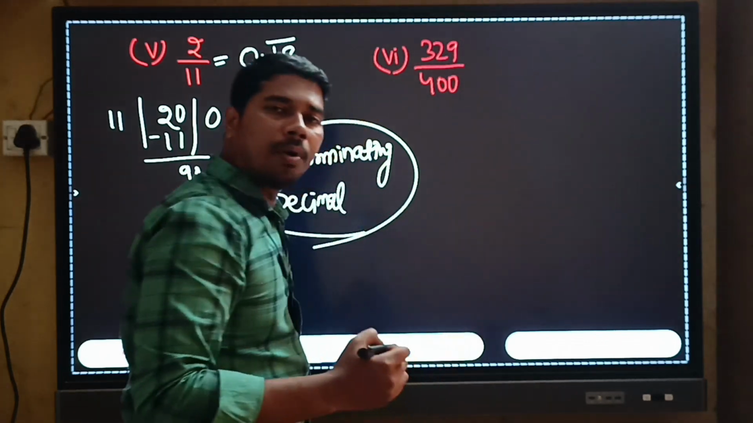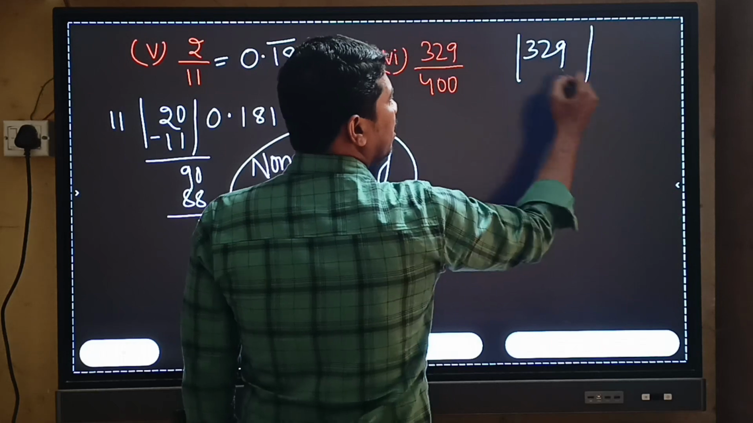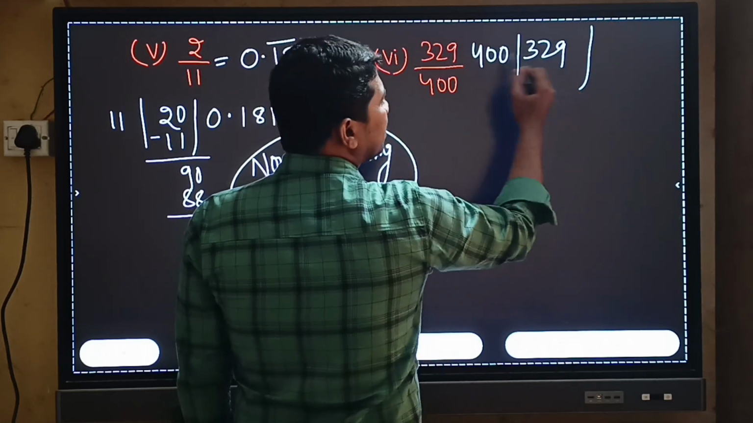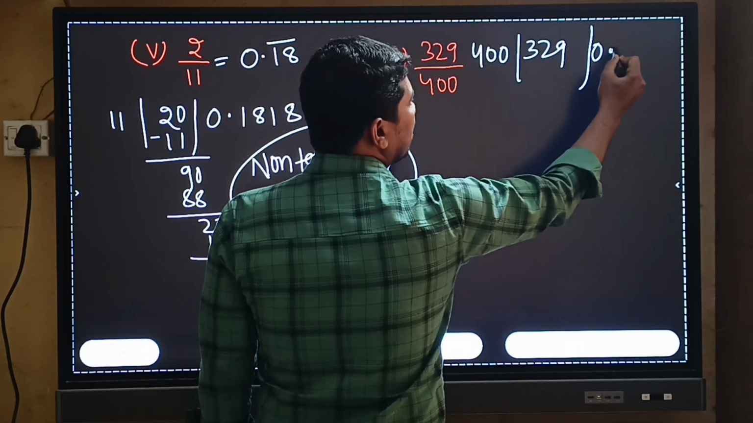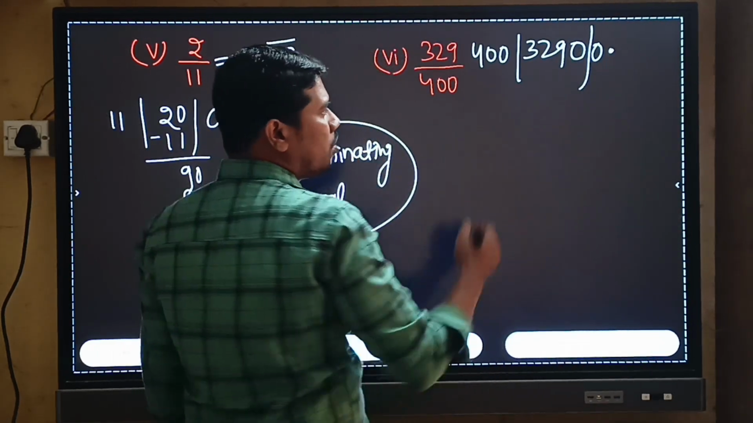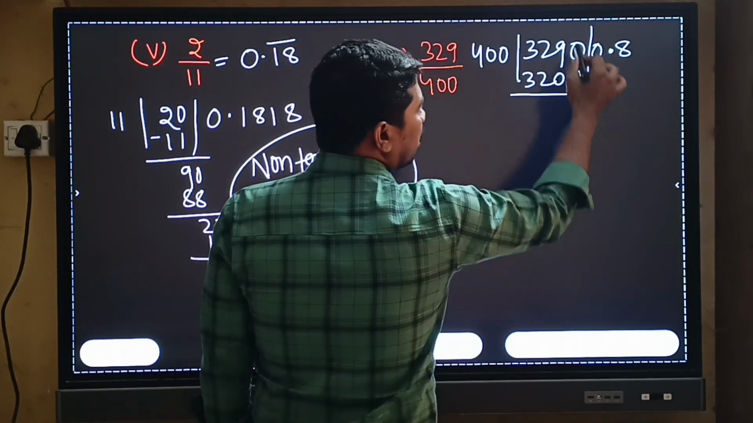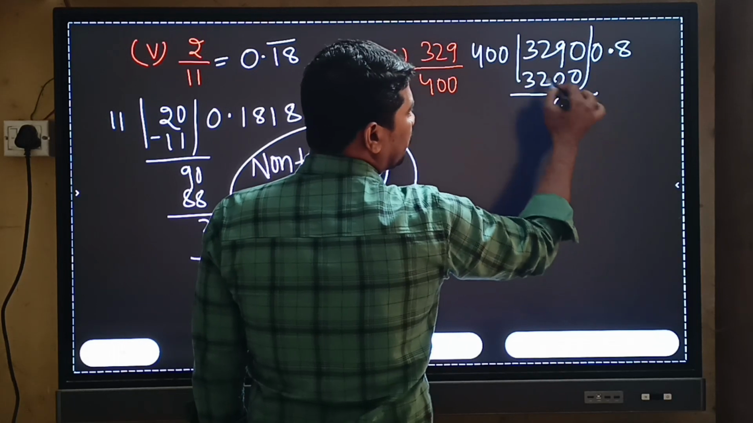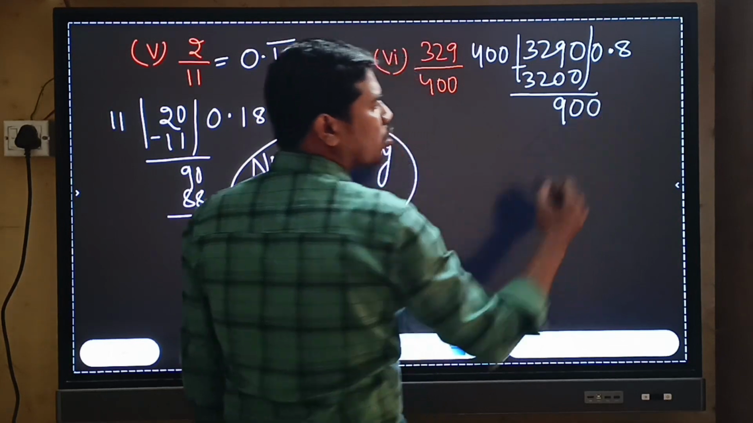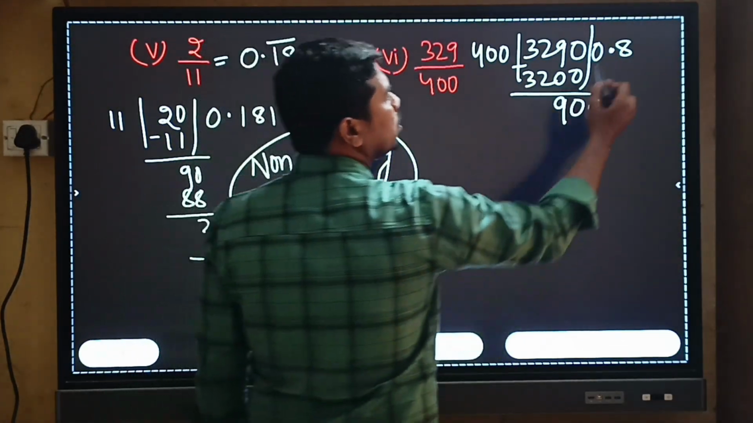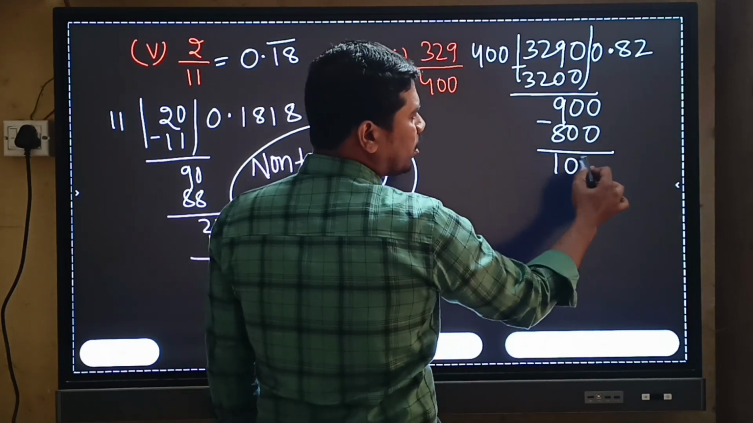So 329 upon 400, we should write 329 divided by 400. So that is smaller than this, so 0 point we can write. If I write 0 point, then here 0 will come. 400 8s are 3200. Now if you subtract, the result is 90. So 490, point is there means it will become 900. 400 2s are 800. So again subtract, then it will become 100.